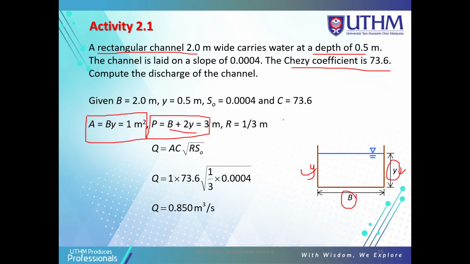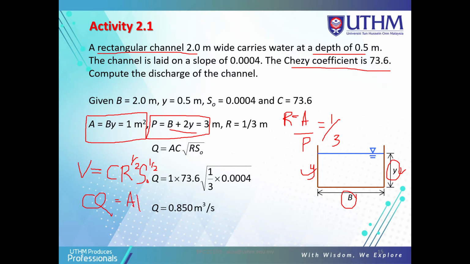Okay, so R, we use the equation R over P, so 1 over 3 meter. Okay, so we use the equation that we use, the Chezy's channel, V is C root of R S not, with 1 over 2 and S not also 1 over 2. Okay, so we know that Q is equal to AV. So we just have A, and the V is this one.